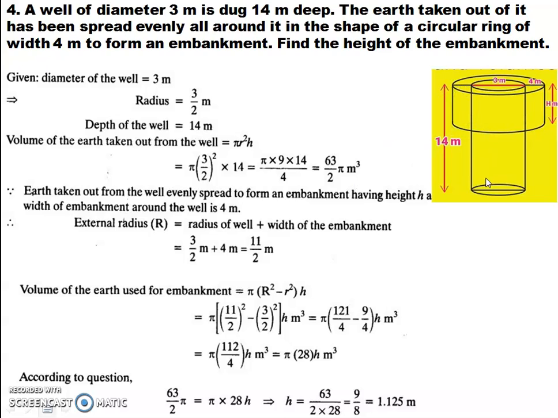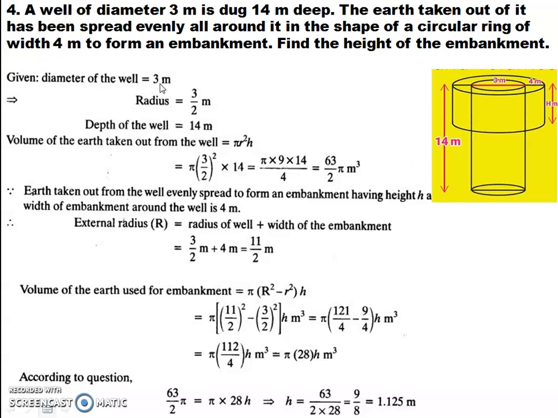So, once again, the height of the cylinder is 14 meter. Radius is 3 by 2. Now, the embankment is also, you can take it as a cylinder. But here, height is not given. Radius is what? Here, radius is radius of the well plus width of the embankment. That will be the radius of the outer ring. Now, let's see the answer.